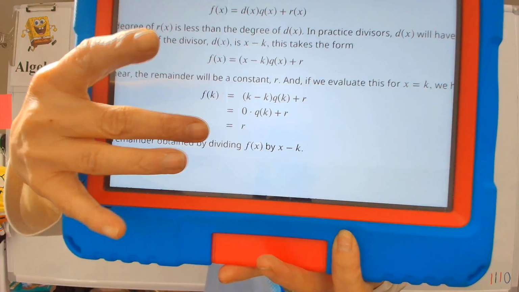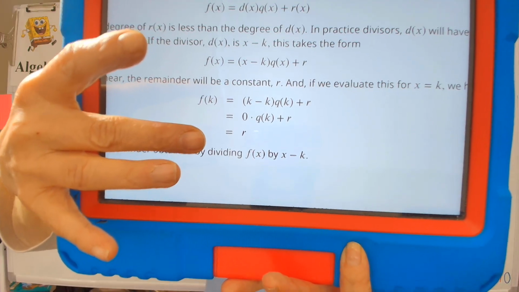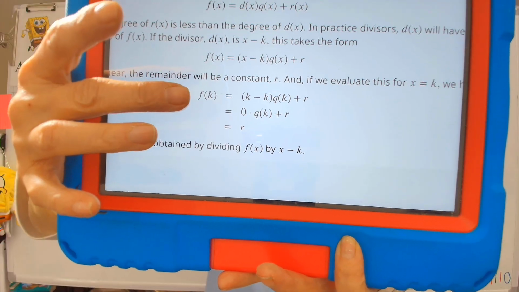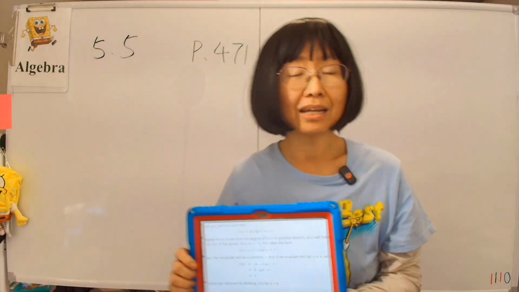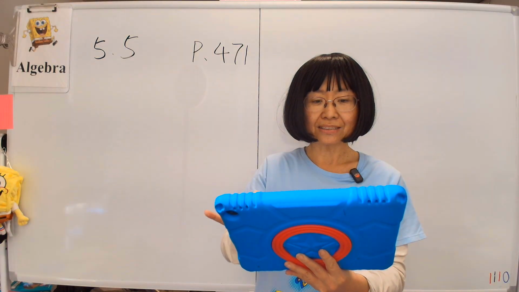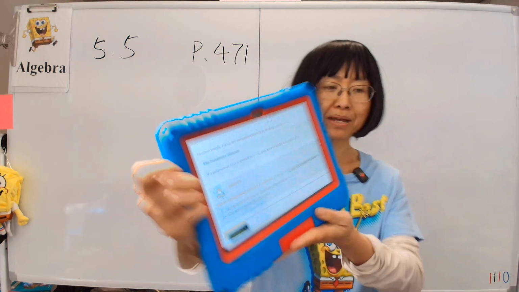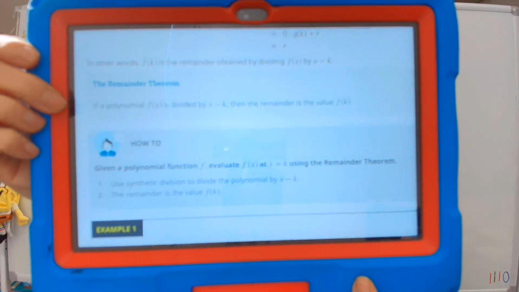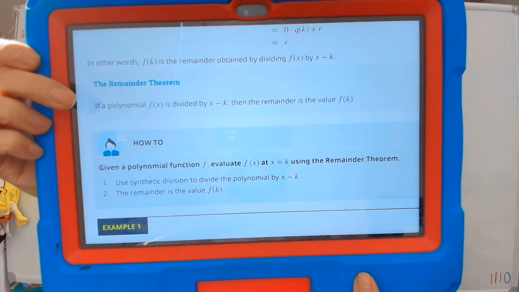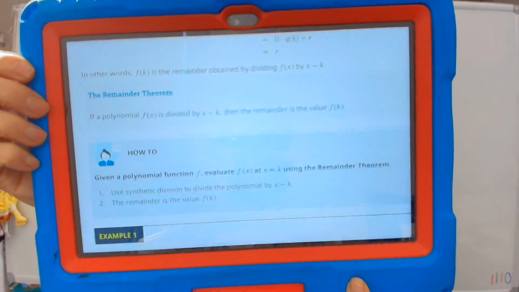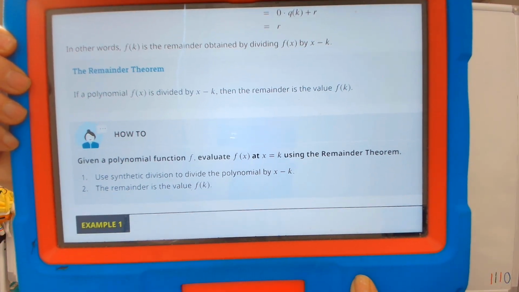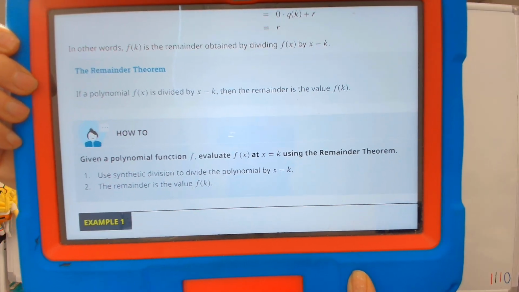If you divide f of x by something such as x minus k, where k is some number, then you find the remainder simply by plugging k into f and doing the math, and that will give you the remainder. That is the entire remainder theorem, which says that if a polynomial f of x is divided by x minus k, and k can be either positive or negative, it doesn't matter, then the remainder is what you get when you plug k into f and see what comes out. It's the value f of k.